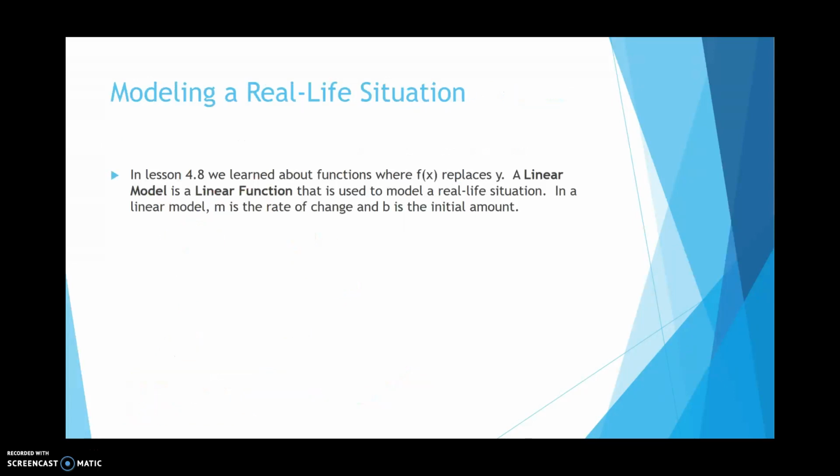Just something I want you to write down here when we're modeling a real-life situation. In lesson 4.8, we learned about functions where f of x replaces y. And a linear model is a linear function that is used to model real-life situations. In a linear model, m is the rate of change and b is the initial amount. I just want you to write this down, and we're probably going to do an example like this in class together. But I wanted you to make note of this real-life situation relating linear models to the linear functions that we've talked about.